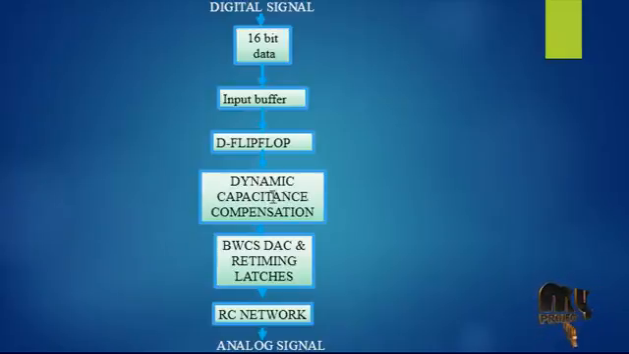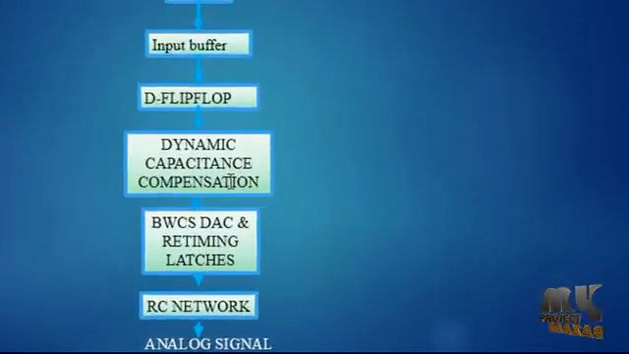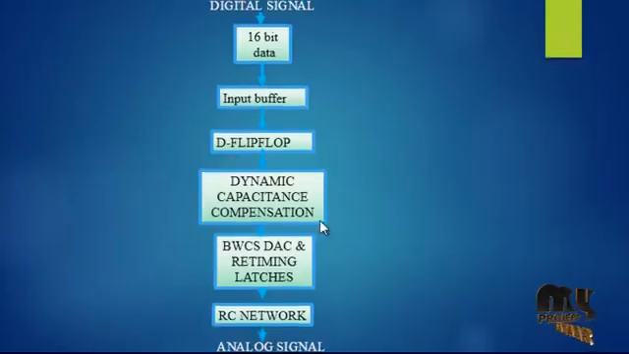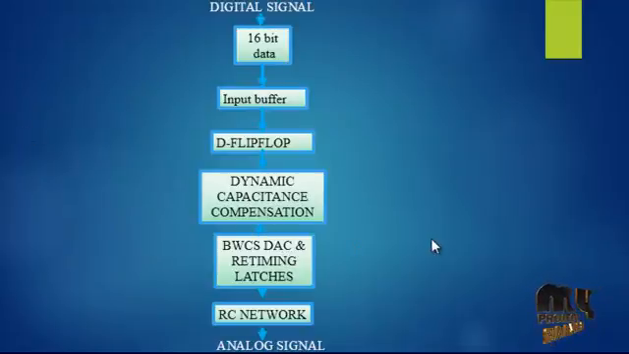Next one, the dynamic capacitance compensation. The output of the flip-flop is fed into the dynamic capacitance compensation. This block is used to compensate the output glitches from the flip-flops. Next, this is fed into the binary weighted current switches digital to analog converter with retiming latches. Using binary weighted current steering, the digital to analog conversion is done highly efficiently. And finally, the output analog signal is fed to the output side through an RC network. The RC network is a filtering component that filters the unwanted noise and signals in the output signal.